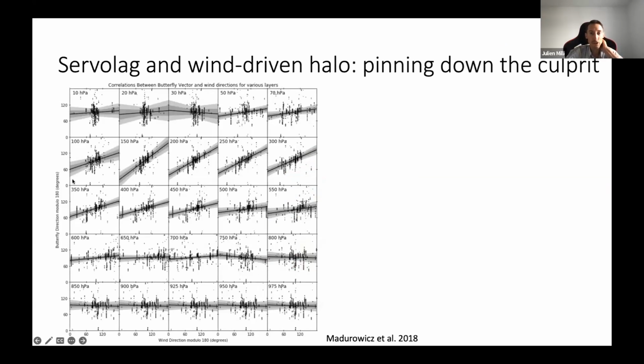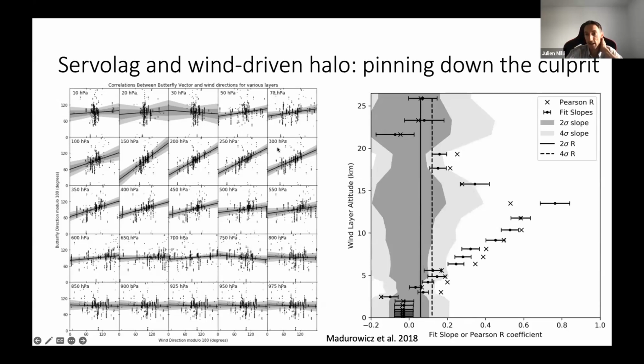So if we just measure the direction of this wind-driven halo, the direction where it's elongated, we plot it vertically, and horizontally we put the wind direction at various altitudes. Meteorologists like to speak in pressure rather than in altitude, but the different plots you see here really correspond to altitudes. In most cases, the curve is relatively flat, but for some pressure levels, like 200 hectopascals, there is a slope indicating that the direction of your halo is really correlated with the direction of the wind.